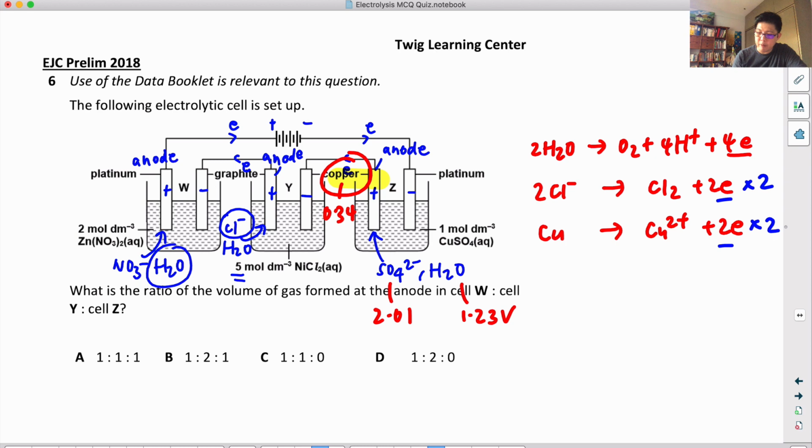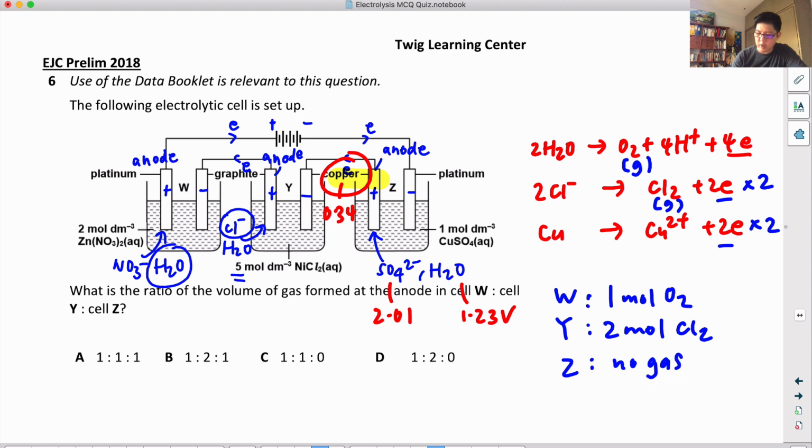which means the volume of the gases formed, in fact there are only 2 gases over here. These 2 are the gases. So the volume of gas formed: 1 mole of O2, and I take it as 2 moles of chlorine. And for the last one, this is for W, this is for Y, and this is for Z. Z actually has no gas, because you form Cu2 plus aqueous, so there's actually no gas. So the answer will be D.